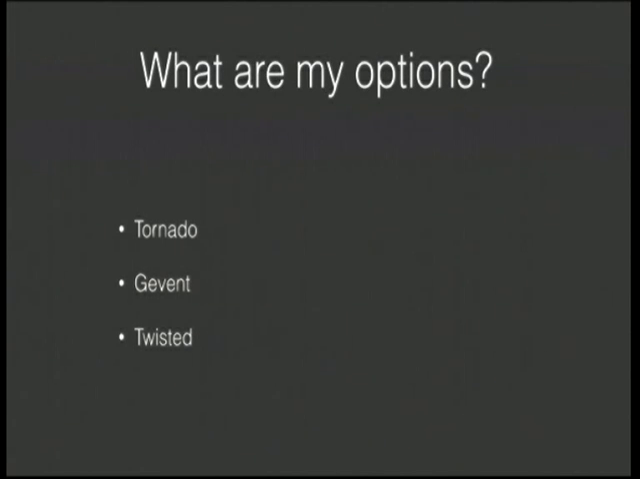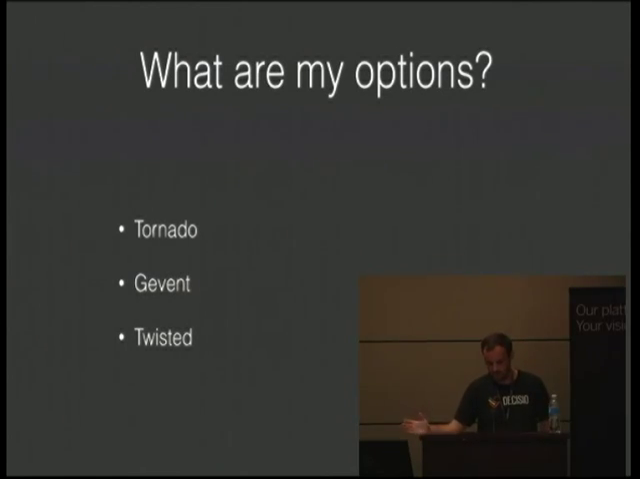But then gEvent is kind of the other end of the spectrum that I've worked with, and gEvent is very cool. Your code looks like synchronous code, but it runs asynchronously, and it's very neat. But the downside of that is that your code looks like synchronous code, but it runs asynchronously, right? You don't know necessarily when your code is going to switch contexts. Is that object attribute actually a property that hit the database? Congratulations, you're now another greenlet.